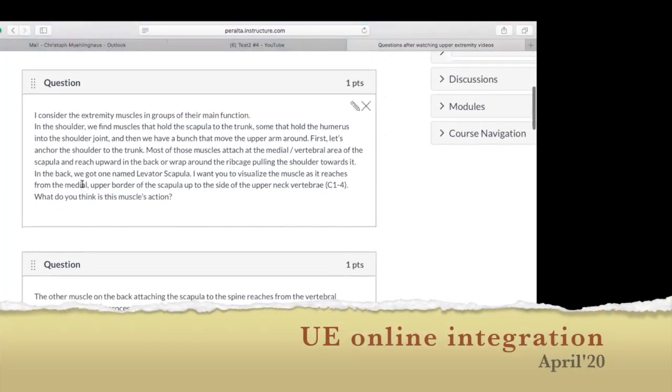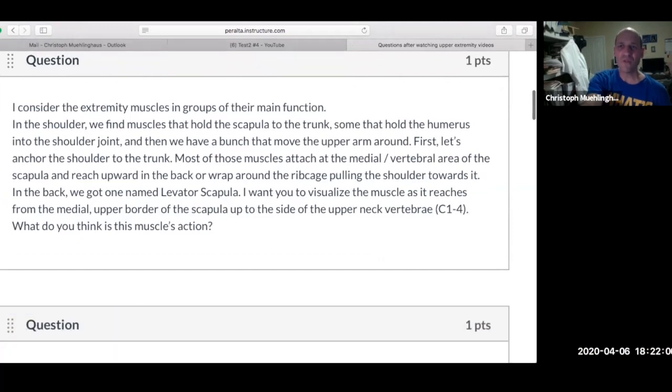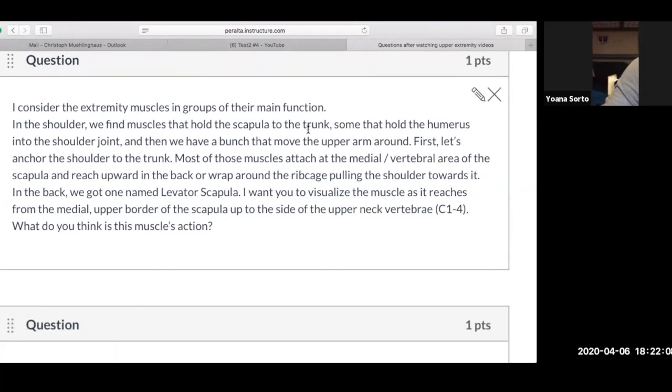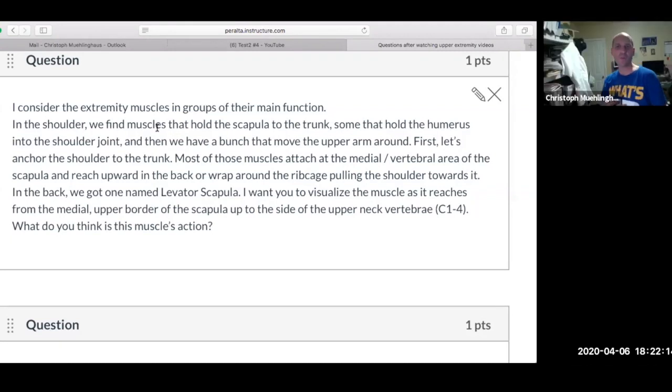All right, I consider the extremity muscles in main function. That's how I view them. In the shoulder, we find muscles that hold the scapula to the trunk, some that hold the humerus to the shoulder joint, and then a bunch of muscles to move the arm around.